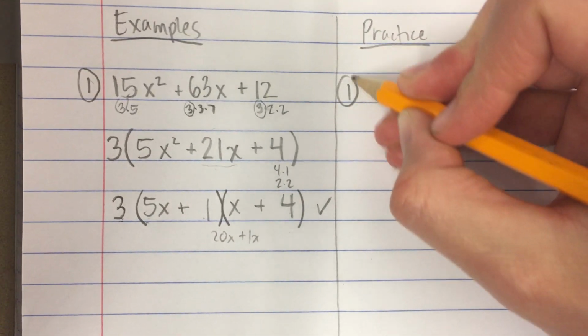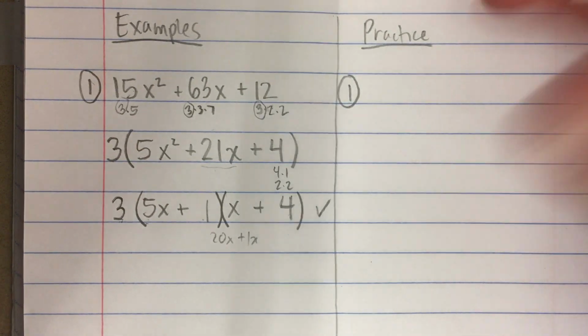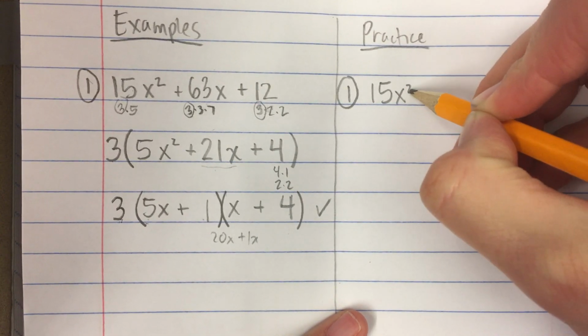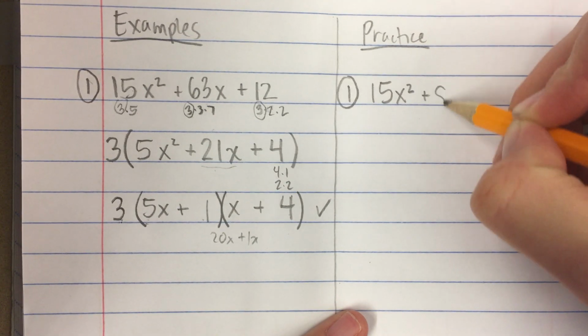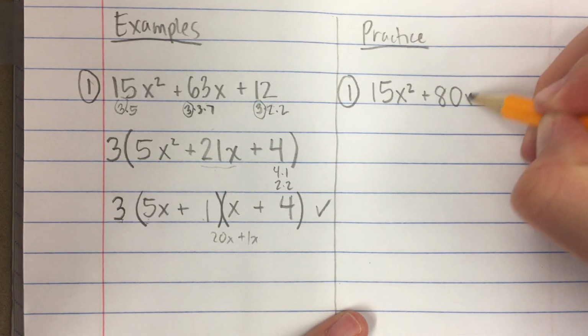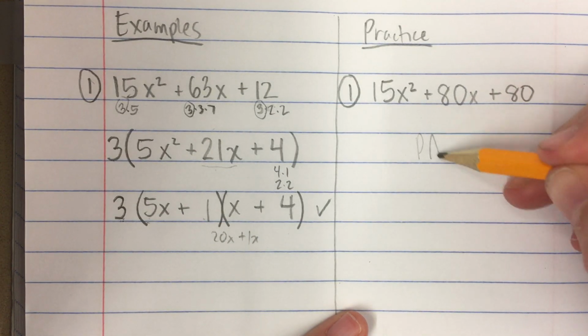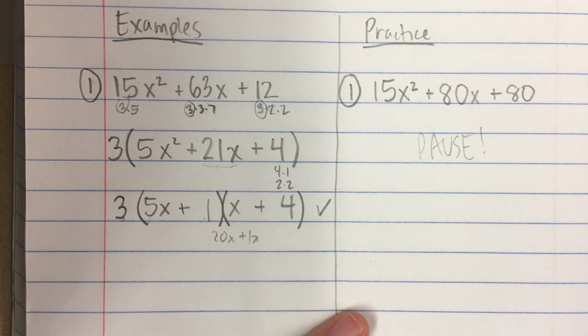Okay, you try. You're going to have to take out the greatest common factor first. So figure out what the greatest common factor is in this problem. Take that out, undistribute, and then go ahead and do that next step. Okay, so it's your turn. Pause and try this.